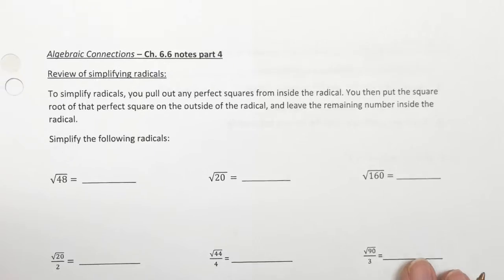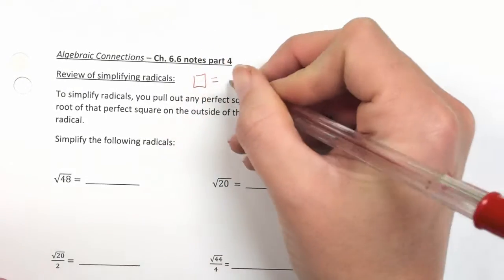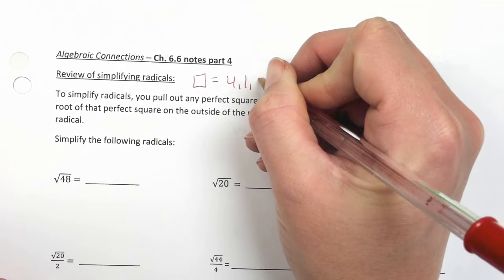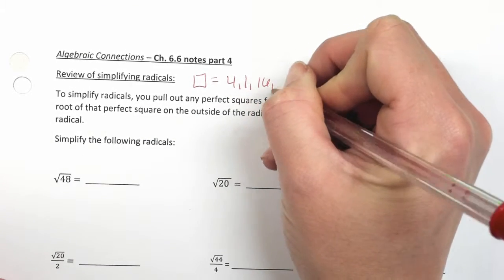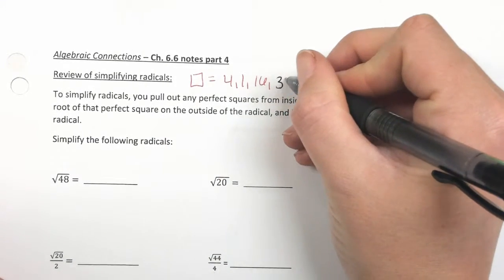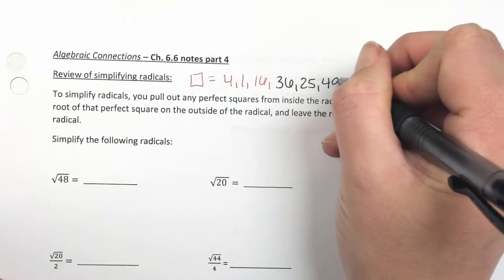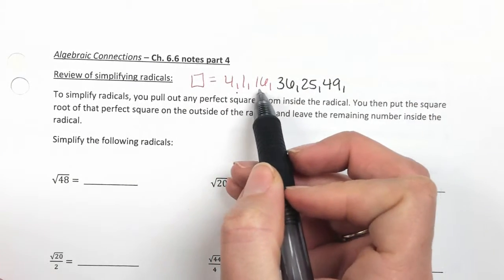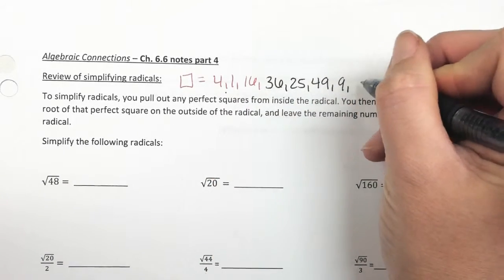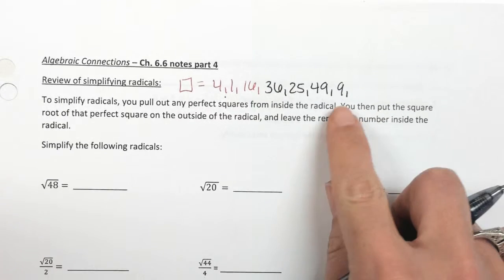But first, let's review what perfect squares are. Somebody name some. 4, 1, what else? 16, what else? 32 is not. 36, keep going. 25. 49. I need one in between here. What's another low one that we missed? 9. Good. All right, and we'll stop there for right now.